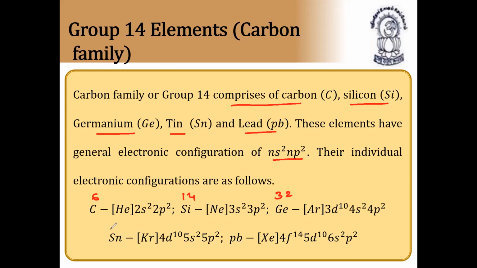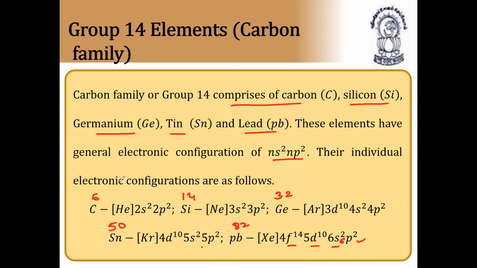Tin, atomic number 50, so krypton 4d10 5s2 5p2. And lead, very important, lead is radioactive also, and its atomic number is 82. It is 4f14 5d10 6s2 6p2. So the noble gas configuration is xenon, then 4f14, 5d10, 6s2, 6p2. Please make a note.